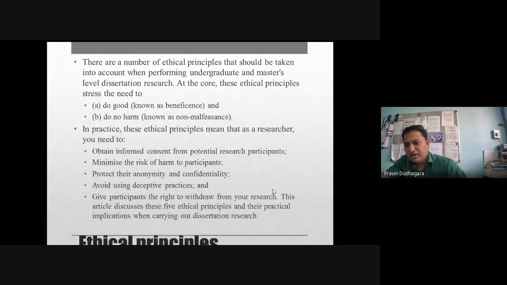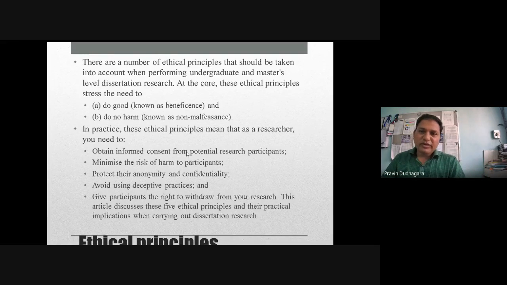As far as ethical principles are concerned, there are a number of ethical principles that should be taken into account when performing an undergraduate or master level thesis, and even a PhD thesis or PhD dissertation work. At the core of these ethical principles is the need to do good, known as beneficence, and to do no harm. That means there is no non-beneficial or harmful effect.